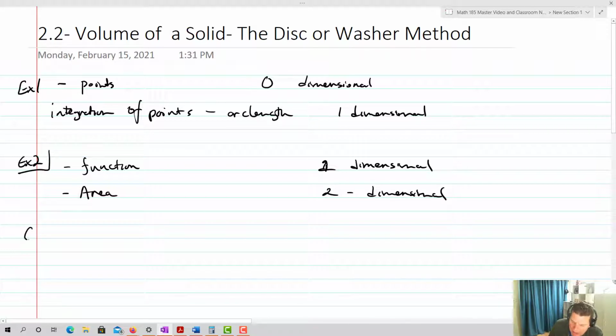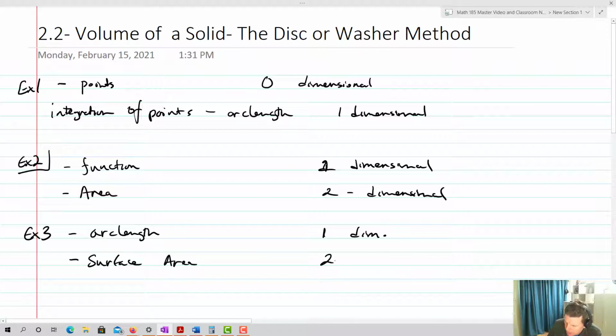Same thing when I have example 3 and I take an arc length. When we were working with surface area, that again is one-dimensional. And when I integrate, what I get is a surface area, and that surface area is two-dimensional. Okay?